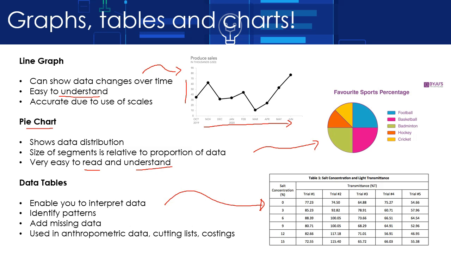And then you will have seen stuff like this before, data tables. Quite often in product design, you might see anthropometric data presented like this, especially in that little book that I've got in the department. It enables you to identify patterns because you can see all of the data. And it's used quite often in like cutting lists, costings, and like I said, anthropometric data. So that's a data table.